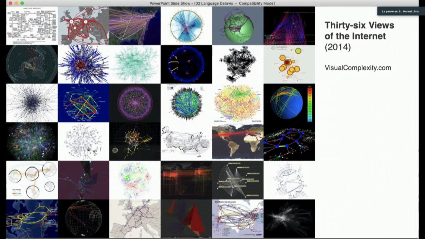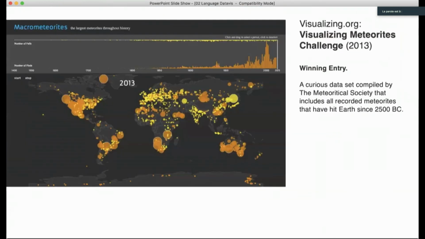This is my sort of recreation of the 36 views of the internet, where you can look at this system from the infrastructure, right? The backbone of the internet, the physical infrastructure of cables that make up this system. You can look at some of the conversations that happen there, the connections between machines, between servers, IP addresses. There are endless ways of visualizing the system.